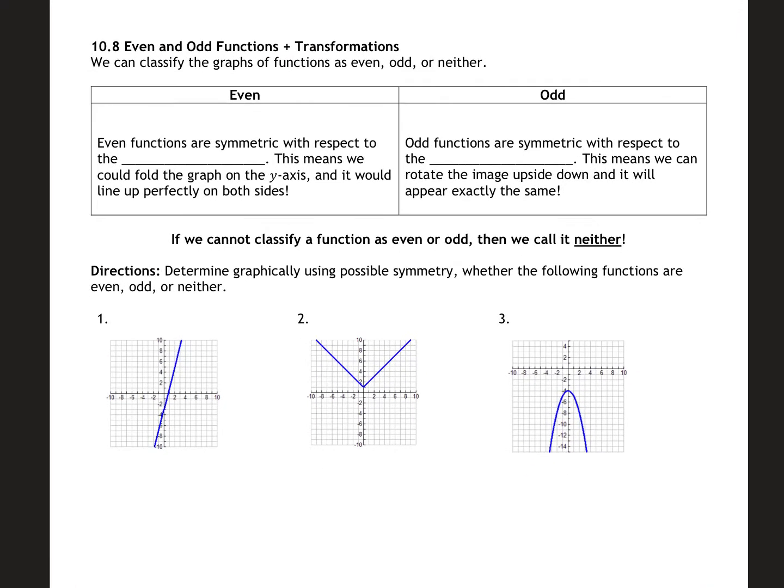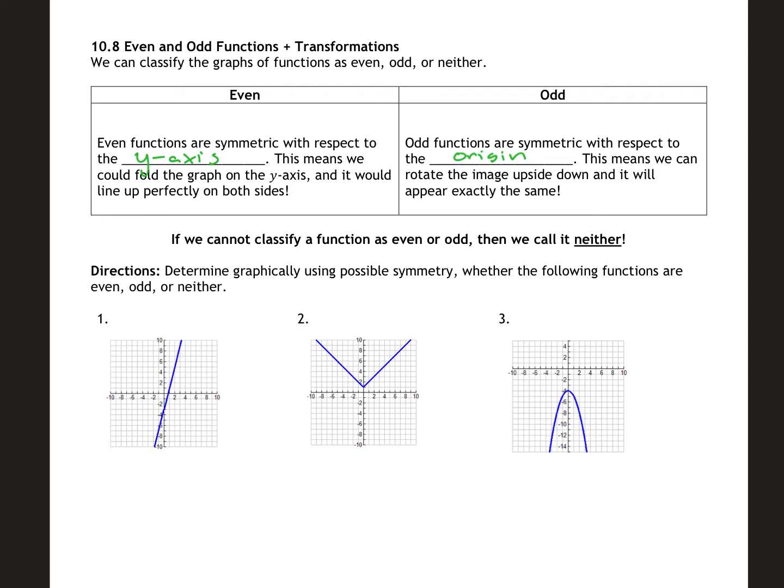So an even function is symmetric with respect to the y-axis. This means you could fold the graph on the y-axis, so you fold it in half and it would line up perfectly on both sides. Odd functions are always symmetric with respect to the origin. So remember that point is (0, 0). This means we can rotate the image upside down and it will appear exactly the same. So you can turn your sheet of paper upside down and you are good to go.